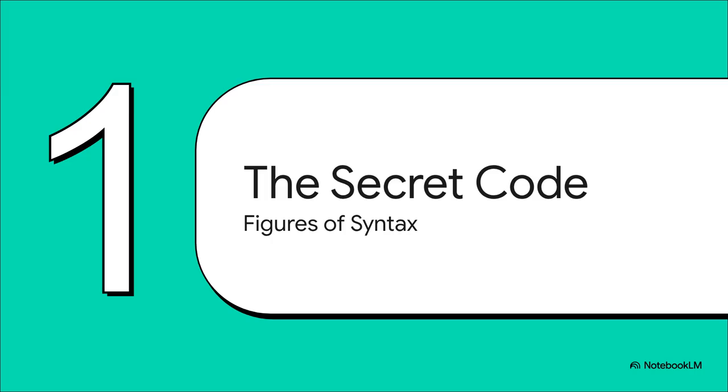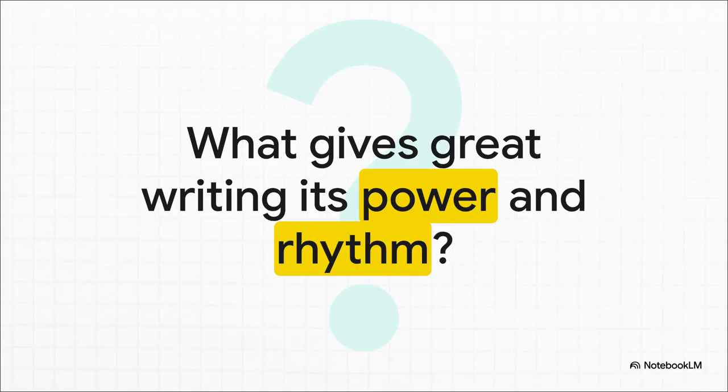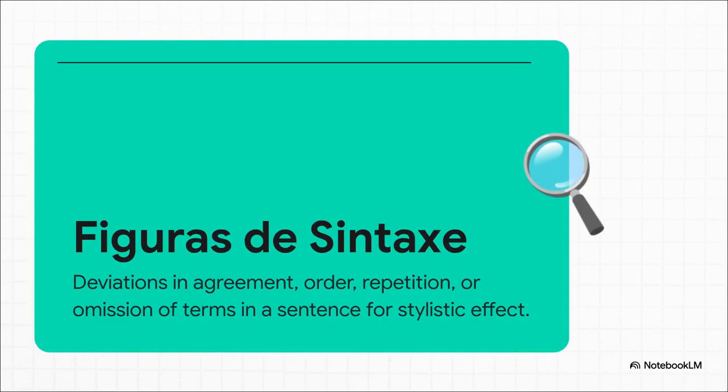All right, let's start with drawer number 1, the secret code of language. Before we can start using these tools, we really need to know what they are. Turns out, they all have a name. So let's start with the big question, right? What is it that separates writing that's just okay from writing that really gets under your skin? What gives it that unforgettable rhythm? It's not just pure luck or talent, I promise you. There's a technique behind it. And here's the answer. It's these things called figures of syntax.